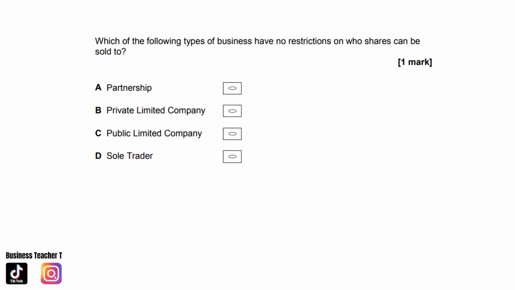Which of the following types of business have no restrictions on who shares can be sold to? Is it A, partnership, B, private limited company, C, public limited company, or D, sole trader? And the answer is C, public limited company.